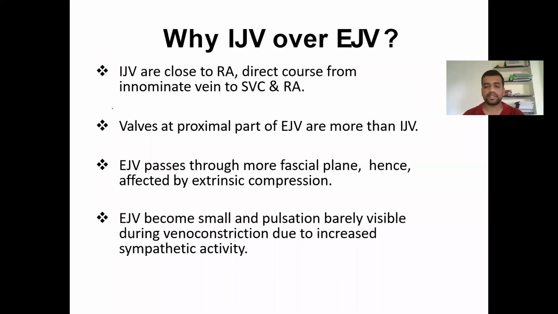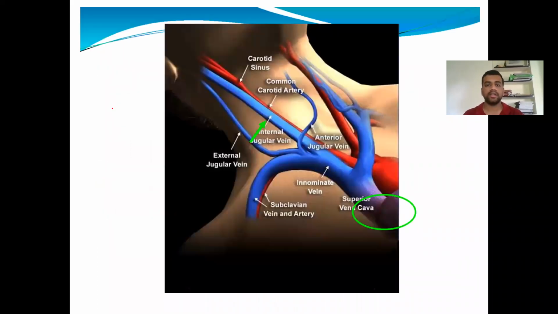Then IJV versus EJV, as yesterday we discussed, the right-sided internal jugular is continuous with the superior vena cava and it is straight. There are no valves, there is no sympathetic activity, and it is not prone to kinking or any bending. That's why it is more chosen, more important than the external jugular vein. So these are the few differences you are supposed to know.